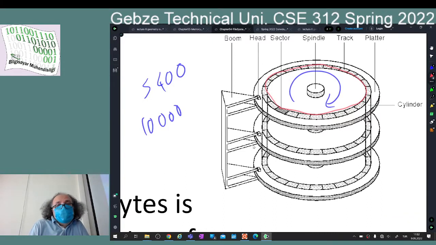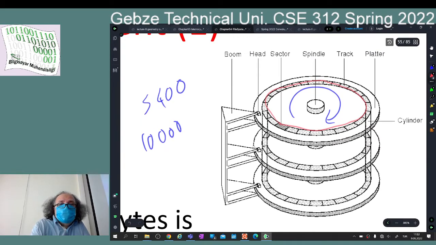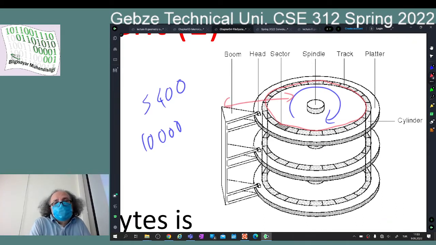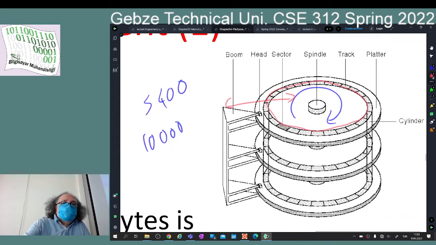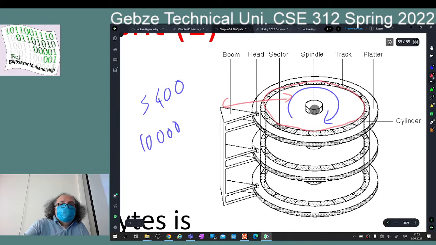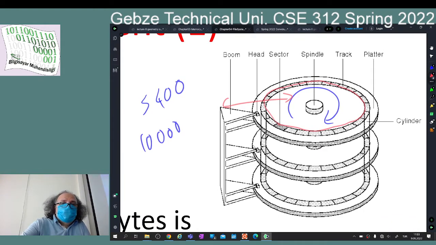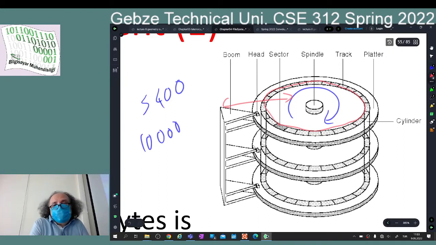Okay, and the whole mechanism can move inwards and can go backwards to reach any desired track or cylinder. And if you combine these two movements, this head movement and the disk rotation movement, you can access, using this read write head, any part of your disk that you like.